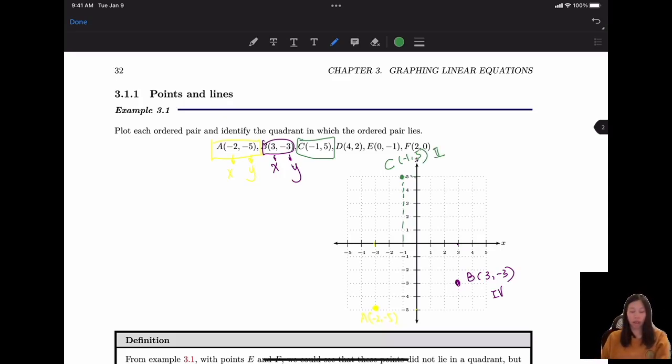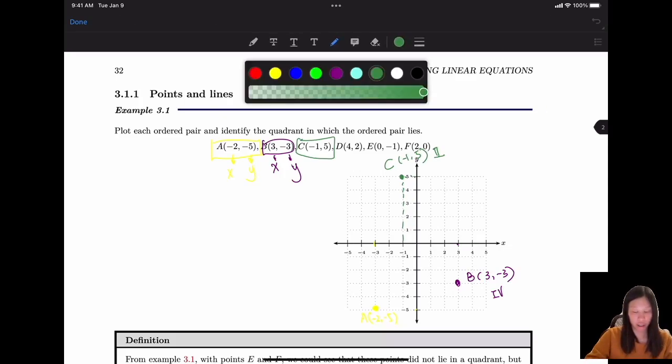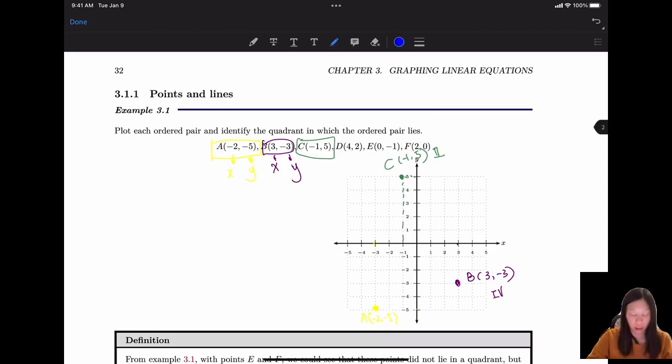Now let's do E and F. I'm going to skip D because I believe you can do it now. D is 4 and 2. When x equals 4, y equals 2. So here is our D.